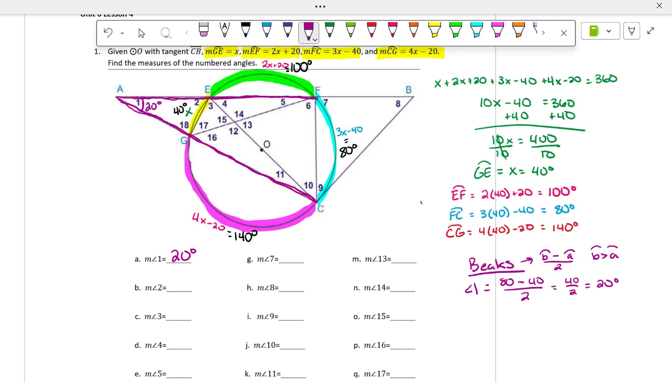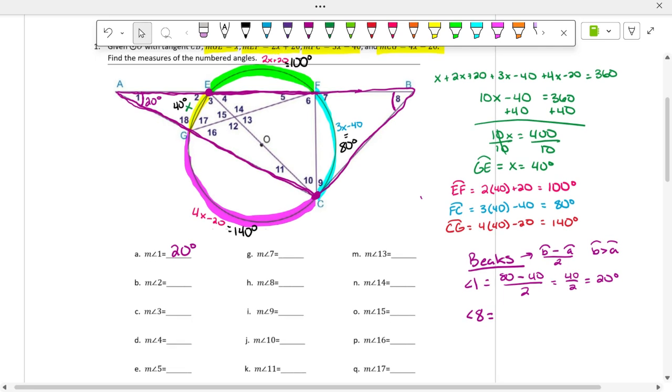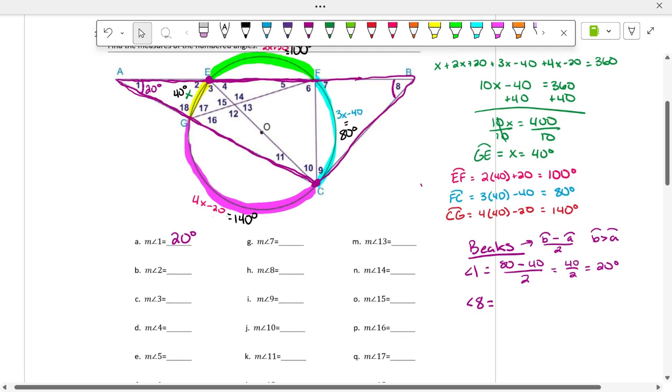All right. What's another beak? There's one more. 8. So 8 is also a beak. 8 is right here. So it starts here, goes here, and then it ends here. So angle 8 is also a beak. What is the top of the ice cream cone?